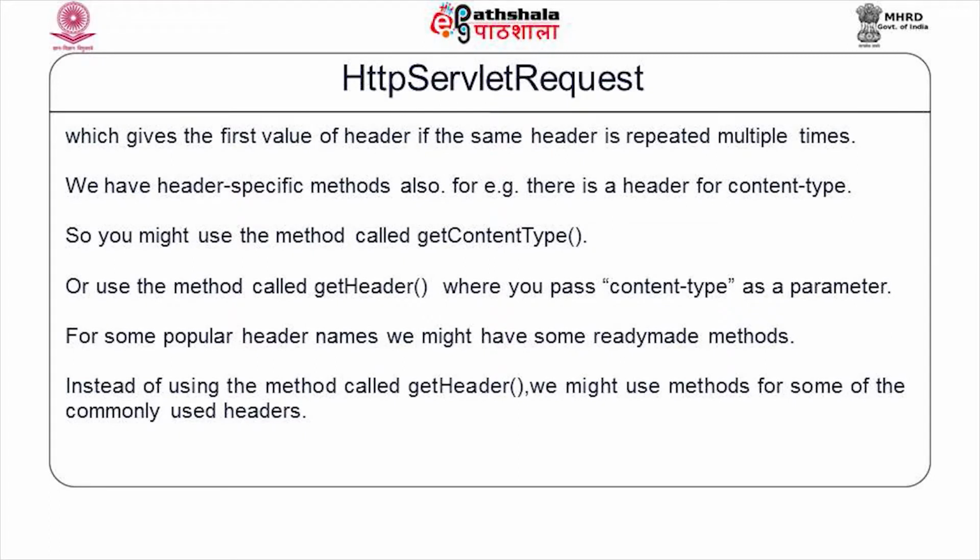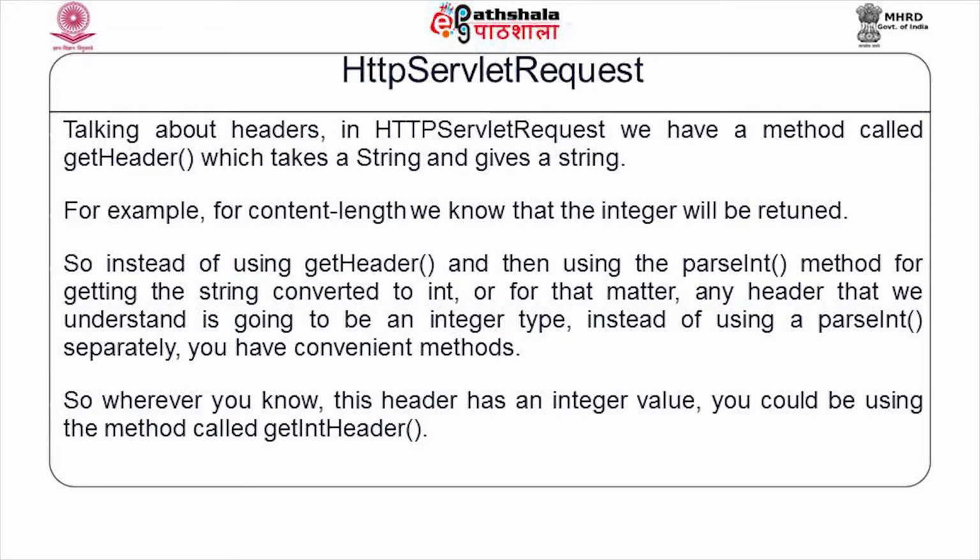We even have methods for some of the commonly used headers. We might have header-specific methods. For example, there is a header for the content type. So, you might use the method called getContentType straight away, or you use the method called getHeader where you pass content type as a parameter. So, for some popular header names, we might have some ready-made methods instead of using the method called getHeader and passing the name of a header. For some of the commonly used headers, we may have a convenient method in our HttpServletRequest.